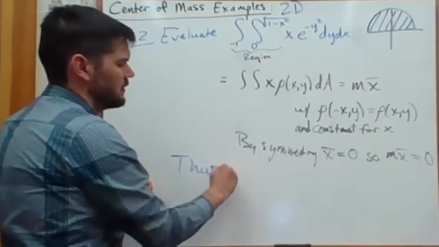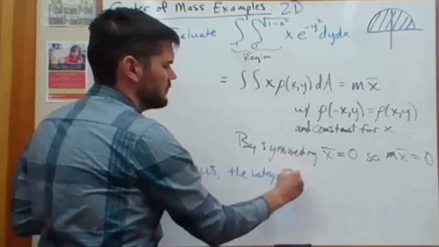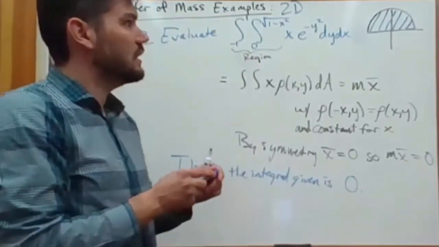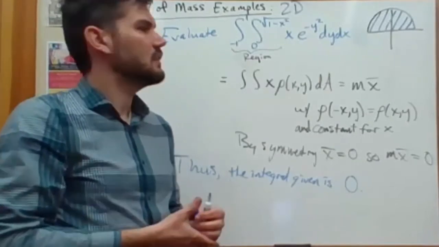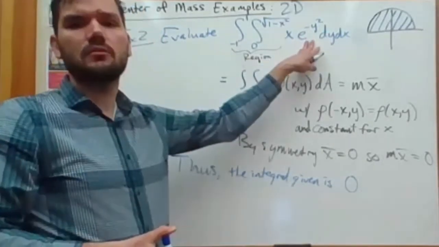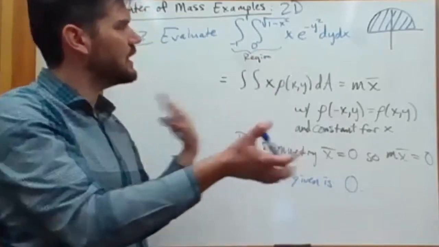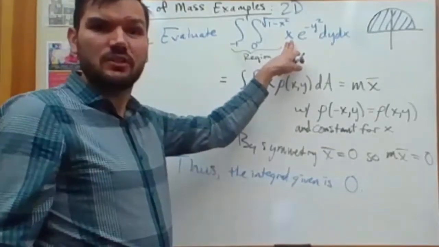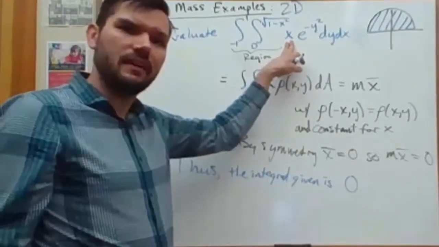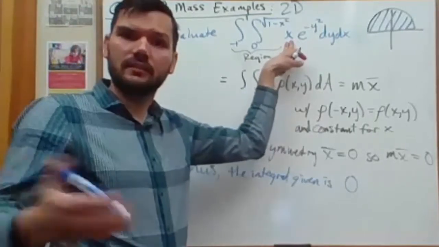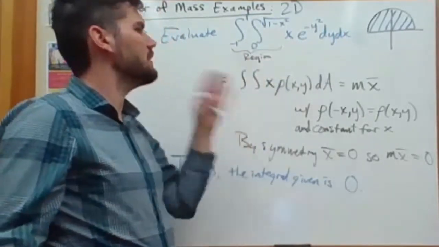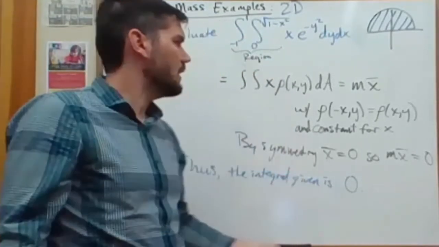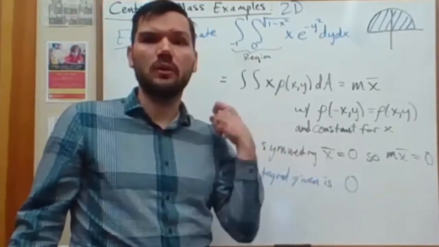So thus, the integral given is 0. Now, you can actually calculate this by integrating out, not in terms of y, but in terms of x. If you change the order of integration, you would get limits and be able to integrate in terms of x first and verify that the integral, when calculated iteratively, is 0. But I want you to think about some of these integrals we run across as being of the form of a mass integral, a center of mass, or a moment.